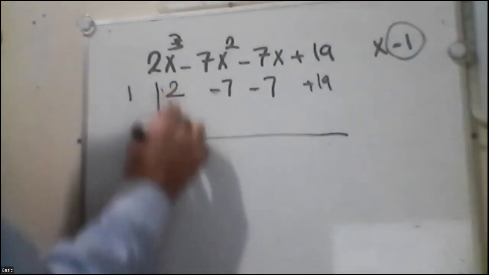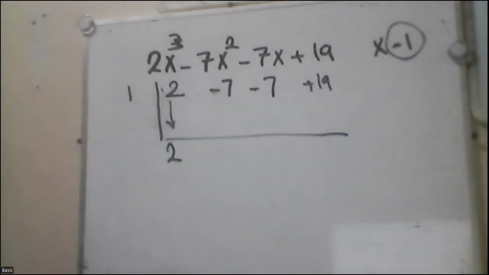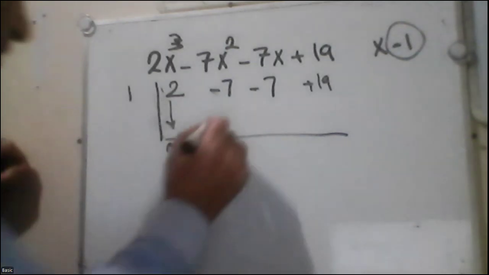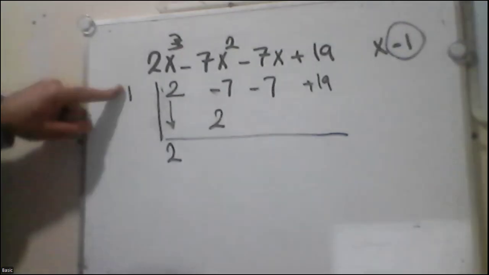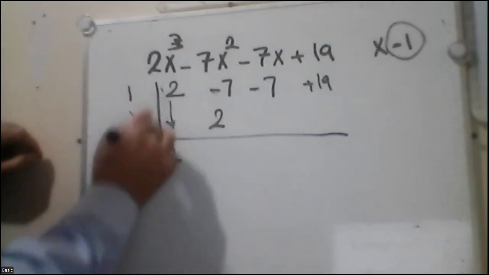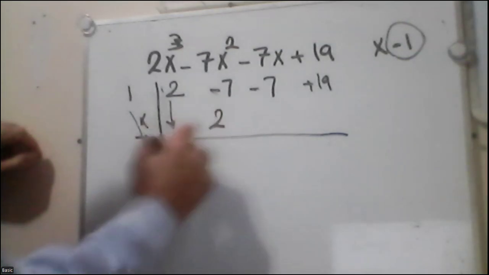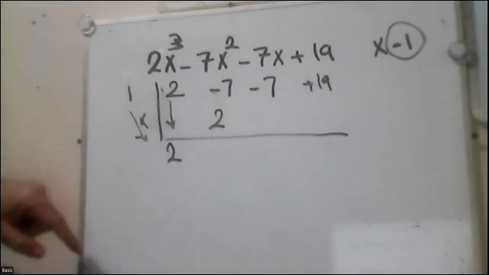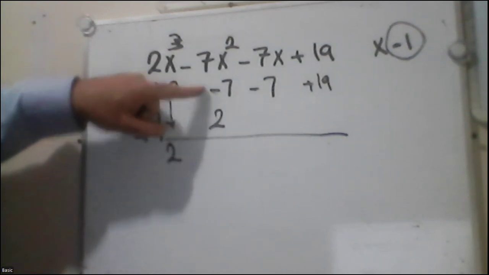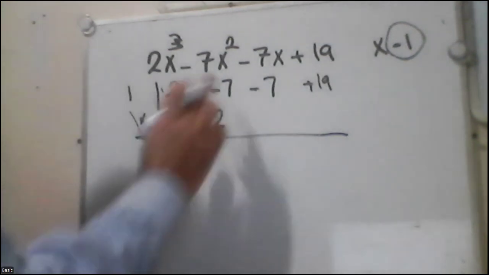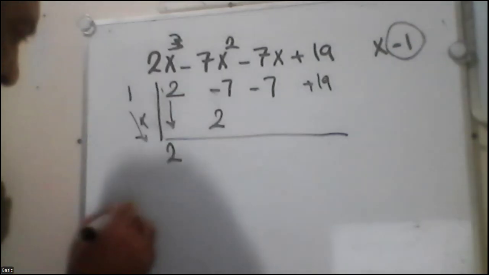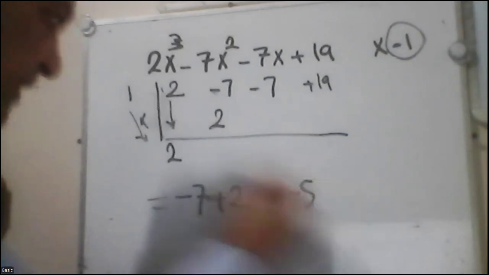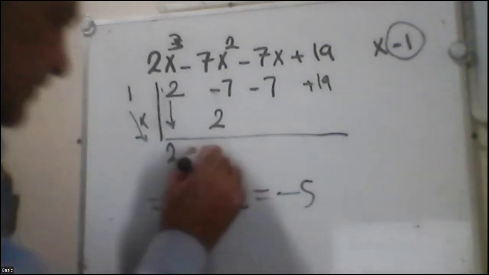I will put down this 2 first. Then I will multiply 1 times 2. That will give me how much, guys? 2. 1 times 2, this is multiplied by this, and I will put it here, on the second, not here. Now, what I will do here is minus 7 plus 2. I don't put minus here, just directly. This equals minus 7 plus 2, which will equal minus 5. Right?